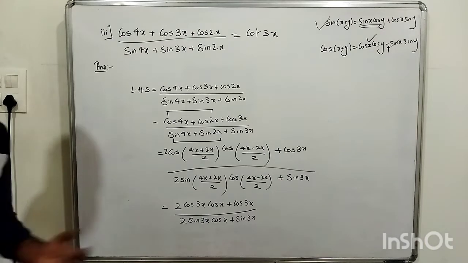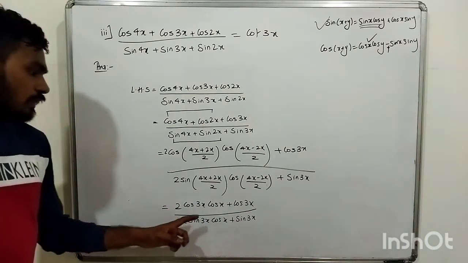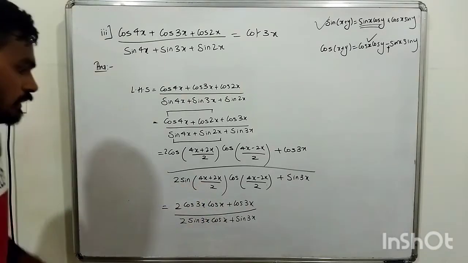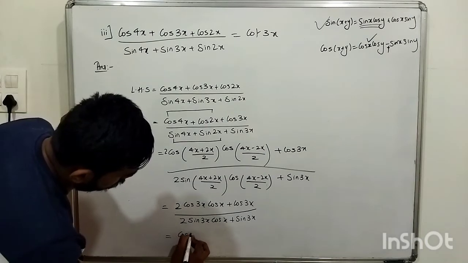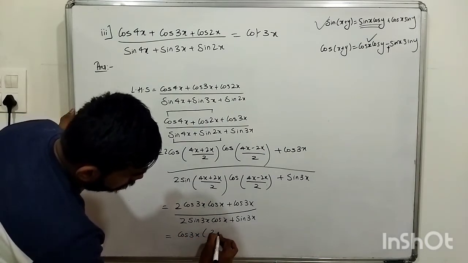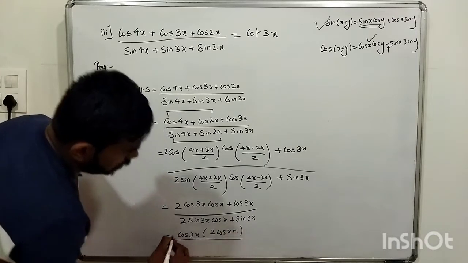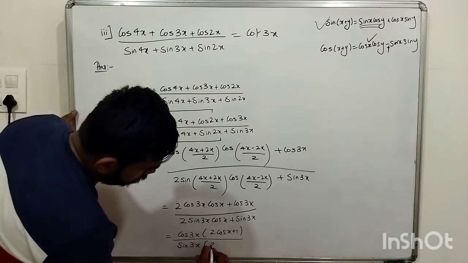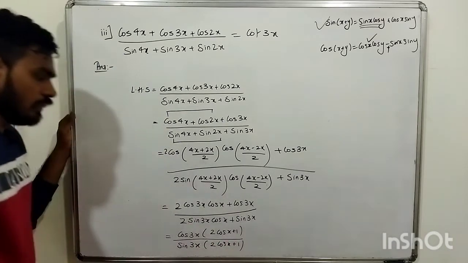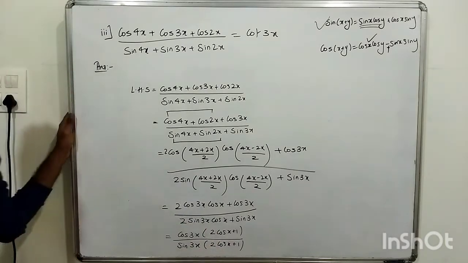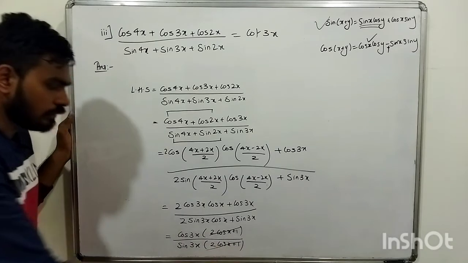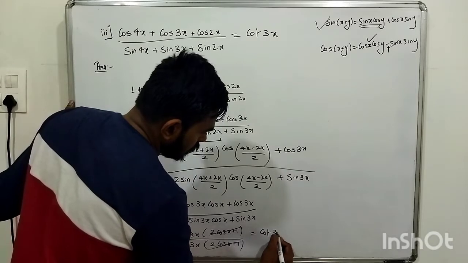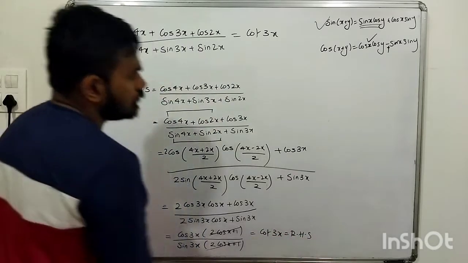Now see what you can take out from this. From the numerator you can take cos 3x out, and from the denominator you can take sin 3x out. What will be left? 2 cos x plus 1 in both. Now we can cancel these two since they are the same terms. And cos 3x upon sin 3x is cot 3x, which is equal to RHS. So we proved this, correct?